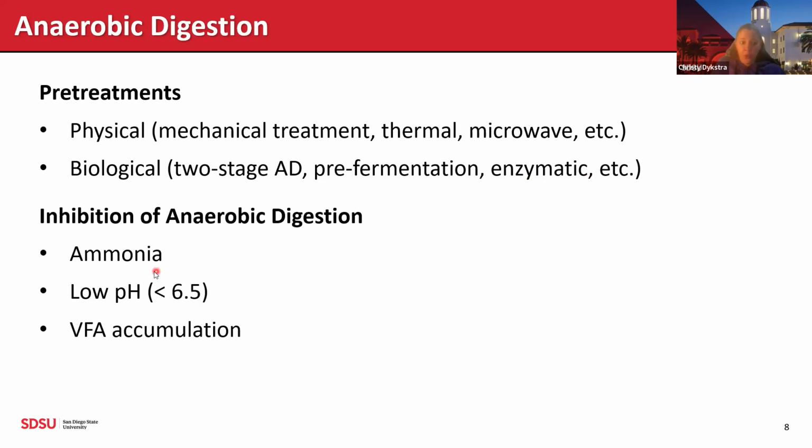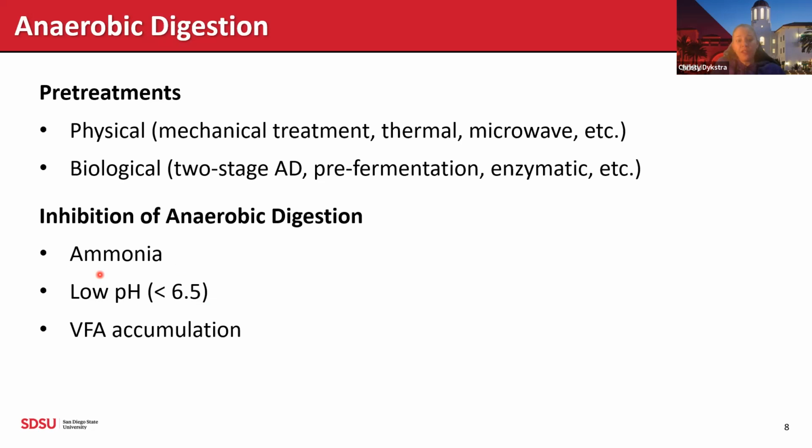So we can have ammonia, which is inhibitory. That's produced from pretty much most nitrogen that goes in as part of the feedstock. So if you have nitrogen attached to your waste in some form, most of the time it's going to turn into ammonium. And if that gets too high, then that can inhibit the methane production process, which is really the goal of the anaerobic digestion process.